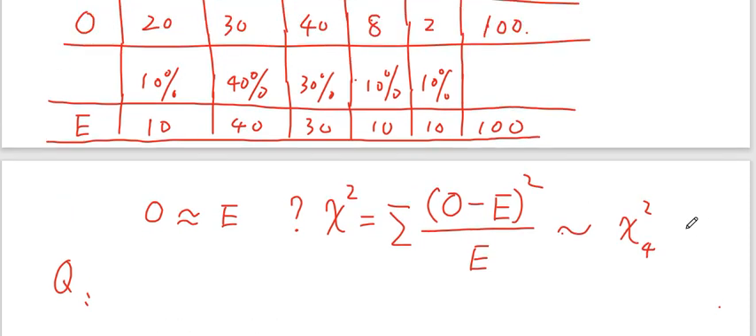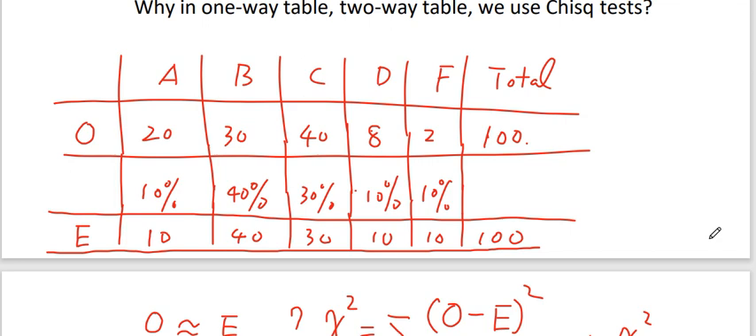Okay, so let's say, how many got A? Among 100 people, how many got A? We know the percentage who got A is 10%. So let's just focus on A. Got A is 10%, not got A is 90%. We just focus on A or not A. So among 100, how many got A, and the percentage that got A is 10%.